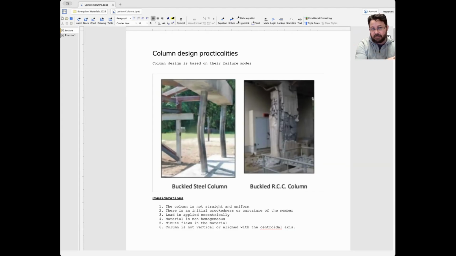Columns have a very interesting story to tell about how the design process of columns started. This was really 200 or 300 years ago, or 400. One of the things observed was that columns fail, like you see here with this pen.